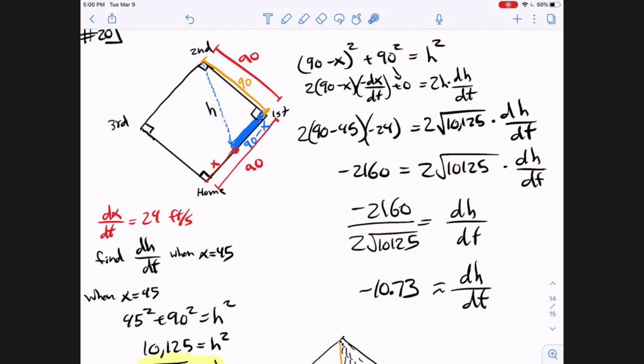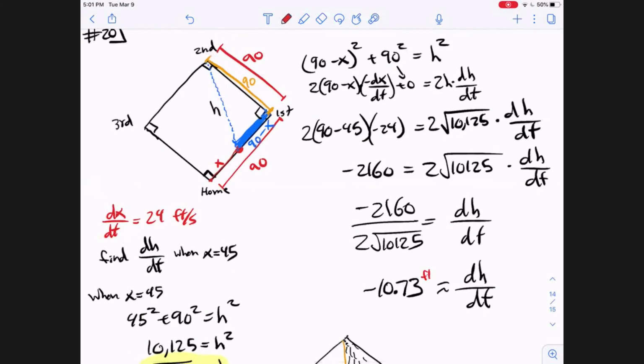James, does that make sense or no? Oh, I was asking if it was like negative 10.73 feet per second. Yeah, that's it. It is. Okay. Yeah, it is. Then write the feet per second. Is that what you meant? Yeah.